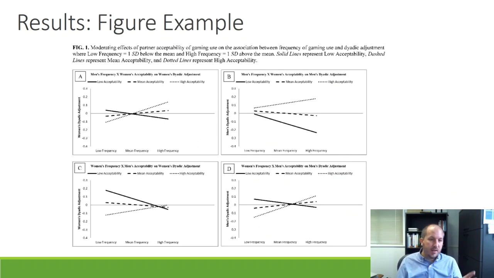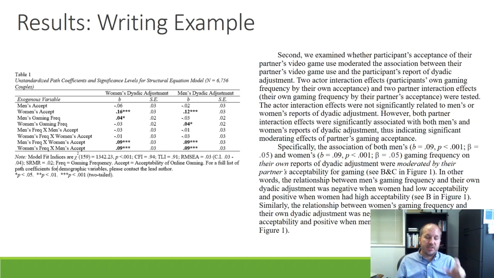So C is women's frequency by men's acceptability on dyadic adjustment. So I say the same thing here. Similarly, the relationship between women's gaming frequency and their own dyadic adjustment was negative when men had low acceptability and positive when men had high acceptability. So that's how I wrote up these results to try to be as clear and succinct as possible to the readers in this journal.